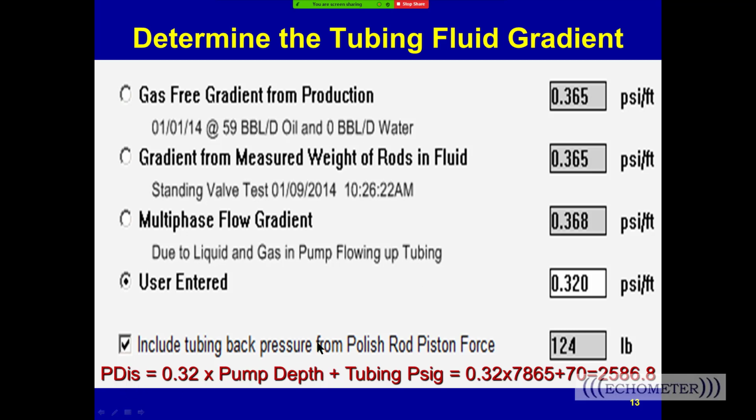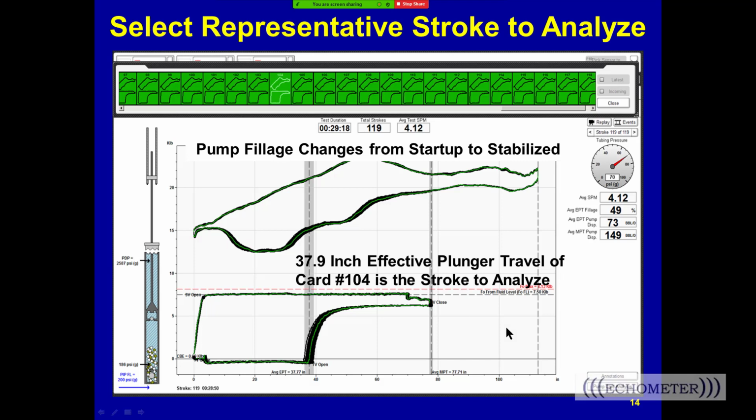So now that we have the true vertical pump depth and the tubing fluid gradient, we can calculate the weight of the tubing fluid down to the pump, and we can add on the tubing pressure, and then this becomes our discharge pressure from our pump card. And so we now have the discharge pressure acting on the pump, and we know a point for the compression. That's when the traveling valve opens. Now, when you collect a lot of data, all the cards aren't exactly the same.